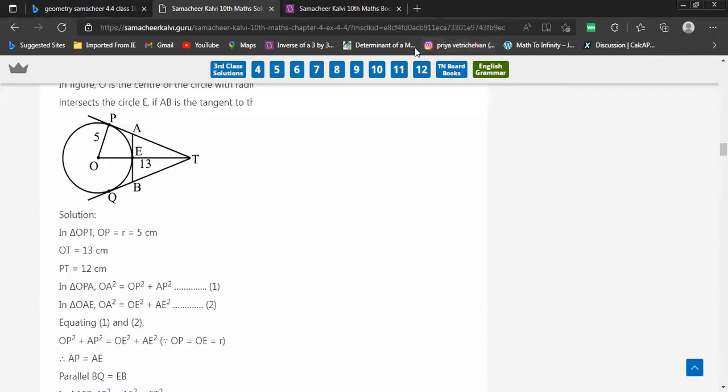OP and OE are same because both are radius of the circle. So OP and OE are same. Just a second, so just come back.